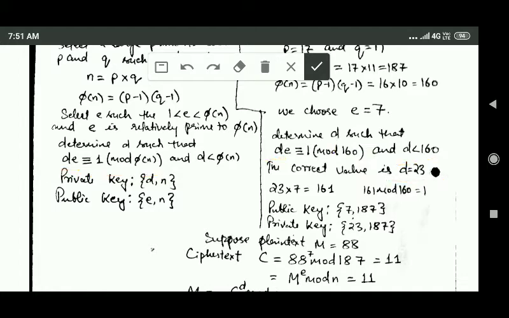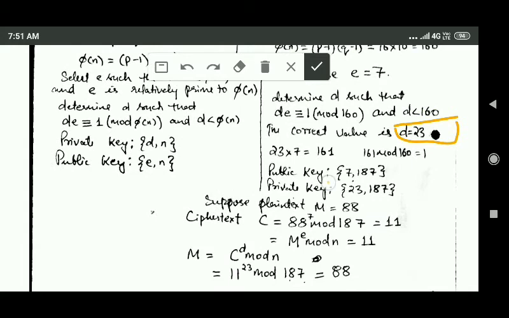Here e is equal to 7, as you can see. So d times e will be 23 into 7, which is equal to 161. When 161 is divided by 160, we get remainder 1, right? So the value of d is 23. The public key will be 7 and 187. The public key consists of 7 and 187, and the private key consists of 23 and 187.